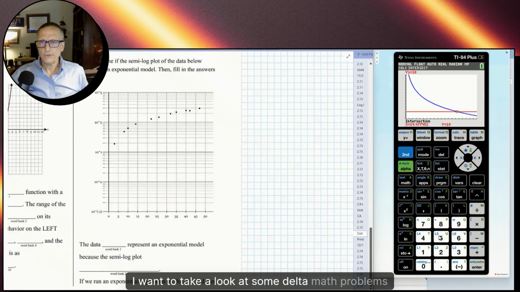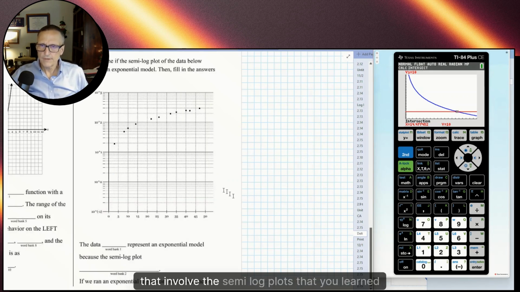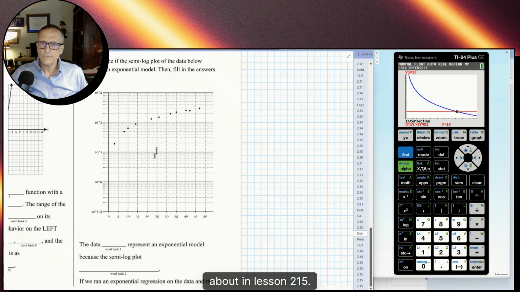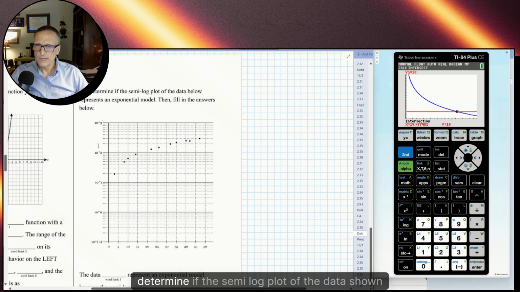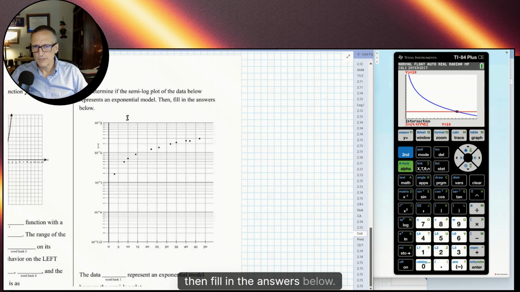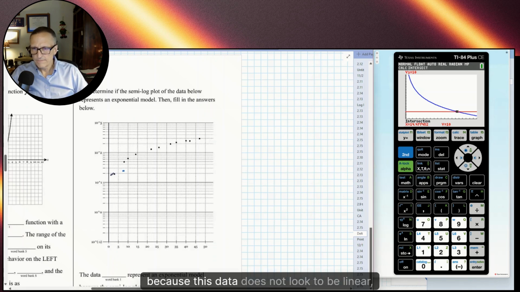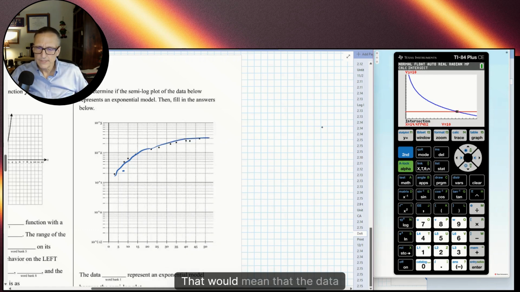Lastly, I want to take a look at some Delta Math problems that involve the semi-log plots that you learned about in lesson 215. This question says, determine if the semi-log plot of the data shown below represents an exponential model, then fill in the answers below. Well, because this data does not look to be linear, you can see it's got a definite noticeable curve to it. That would mean that the data behind this is not exponential, because exponential data, when plotted on the semi-log plot, will create a linear function.